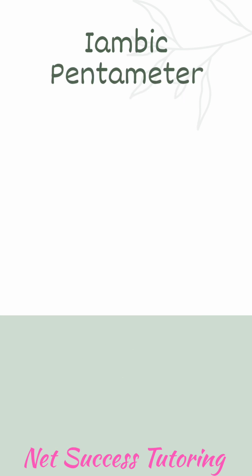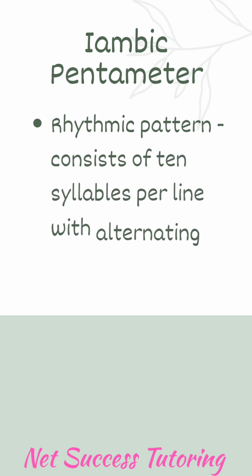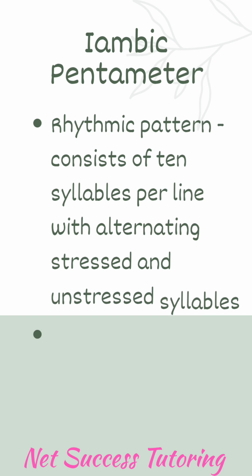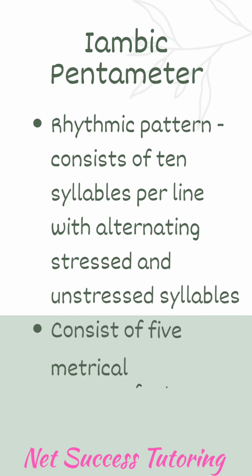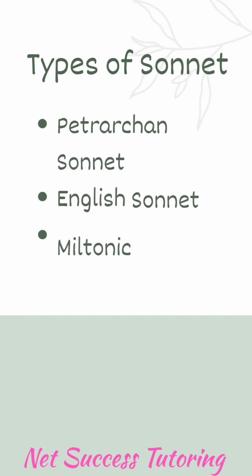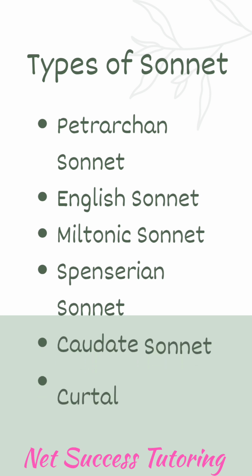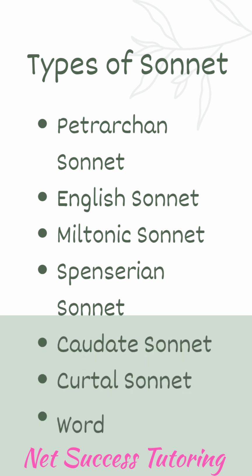What is an iambic pentameter? It is a rhythmic pattern which consists of 10 syllables per line with alternating stressed and unstressed syllables. It consists of 5 metrical feet or iambs. The different types of sonnets: Petrarchan sonnet, English sonnet, Miltonic sonnet, Spenserian sonnet, Caudate sonnet, Curtal sonnet, and Word sonnet.